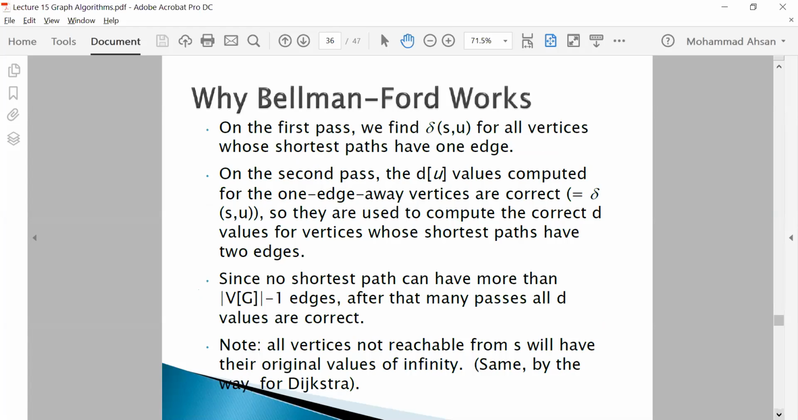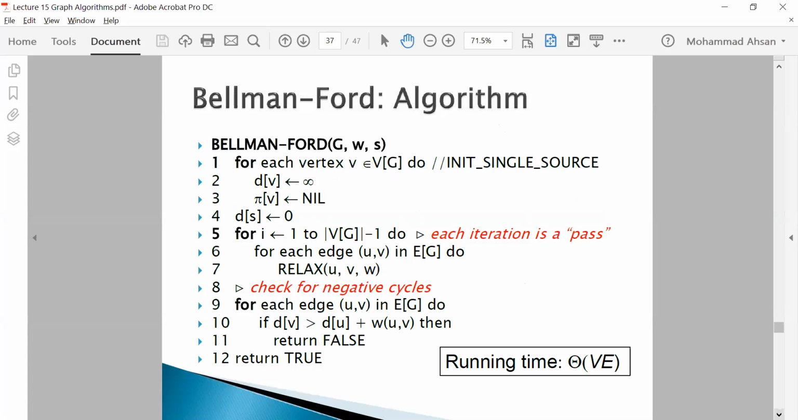So let's skip the theory, let's look here. What does the Bellman-Ford algorithm do? First of all, just like Dijkstra's, for every vertex it assigns a distance of the shortest path to infinity. The parent of the node is null, and the source node distance is set to 0, just like in Dijkstra's.